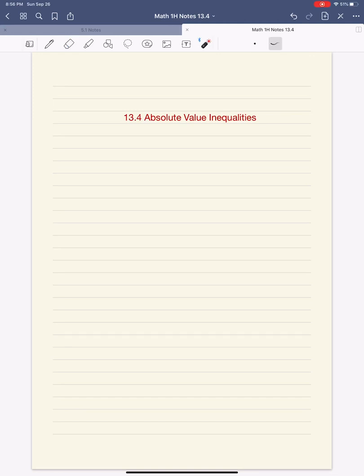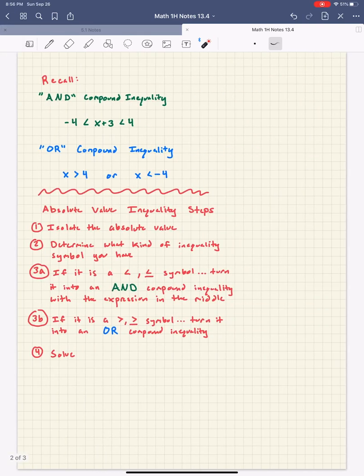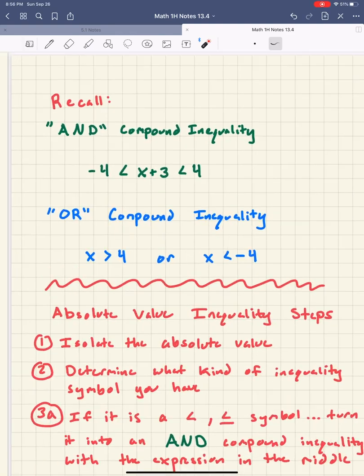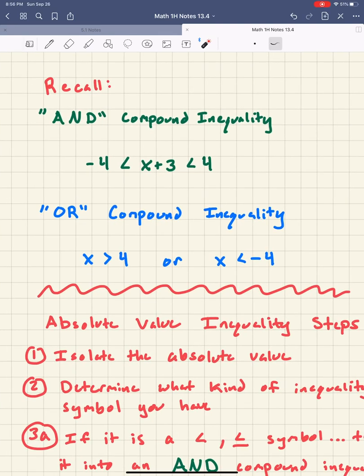Alright, we're going to jump into lesson 13.4, which is on absolute value inequalities. And before we get started, I wanted to just recall a couple of things that we've gone over in the past few weeks. The first one is these compound inequalities, which is something that we've done before. We've looked at these before. We had two types of compound inequalities.